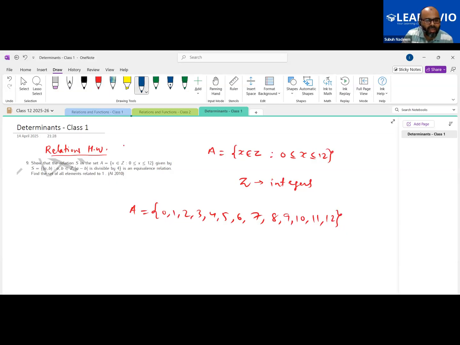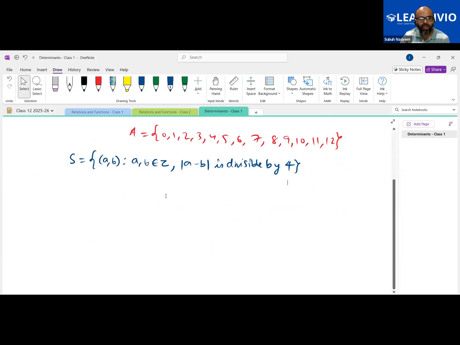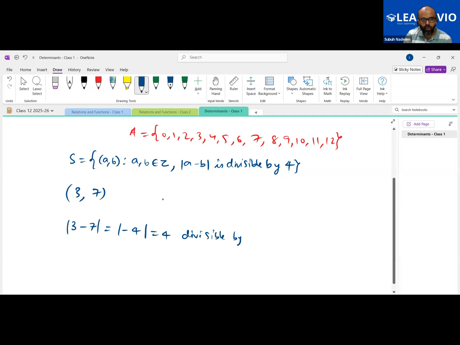Now it is saying that S is a relation which is (a, b), such that a, b belonging to integers and mod of a minus b is divisible by 4. So here, suppose you are taking 3, for example. 3 can be paired with 7, because 3 minus 7 is equal to minus 4, and if you take mod, then it will become 4, which is divisible by 4, right? What else can you pair 3 with?